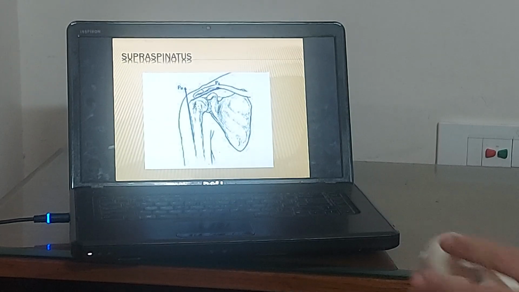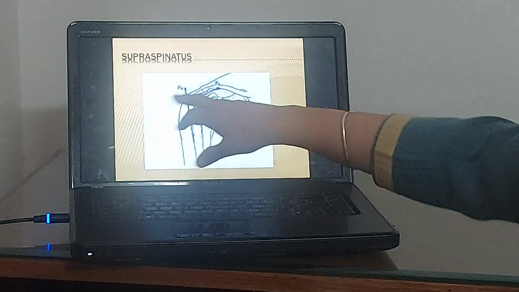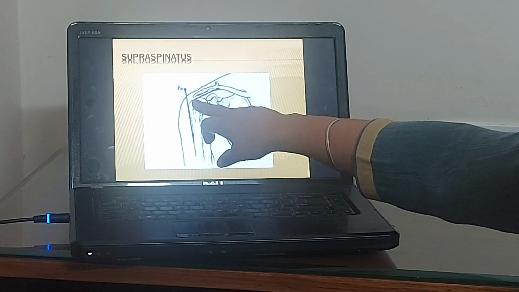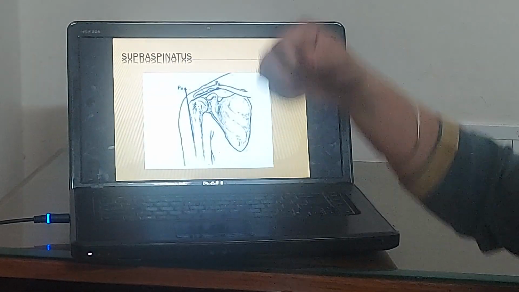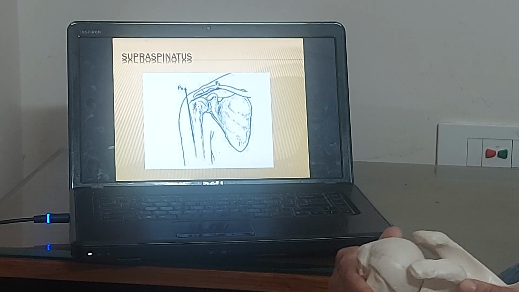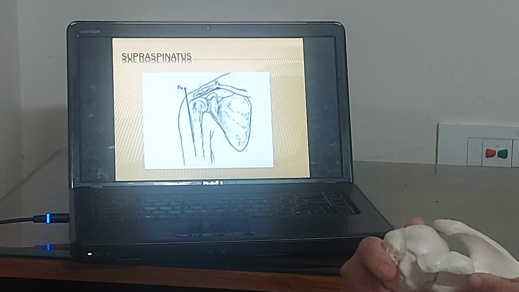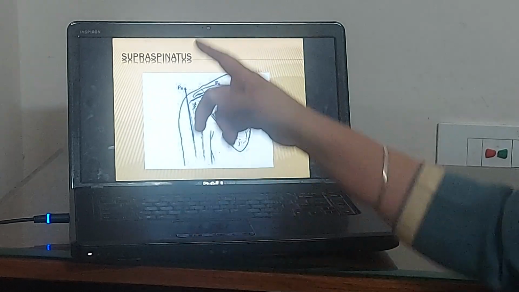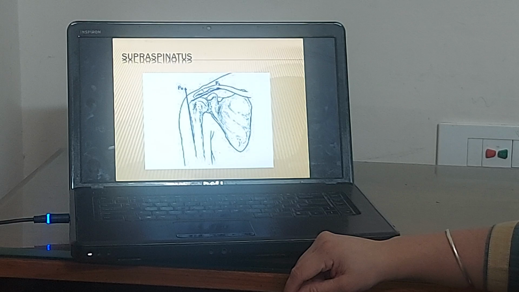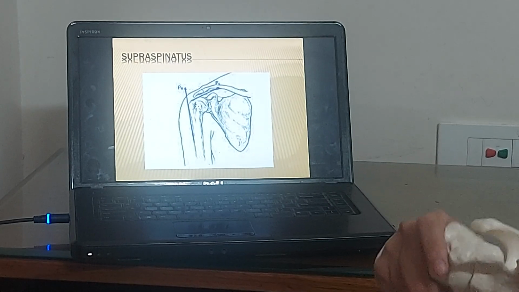That means whenever the initial 30-degree motion takes place, the rotatory component is responsible for joint compressive forces and increases the joint congruency, increases the joint stability during the initial 30 degrees of motion. Fine. So this is the role of supraspinatus during the initial 30 degrees or initial motion of the shoulder complex.